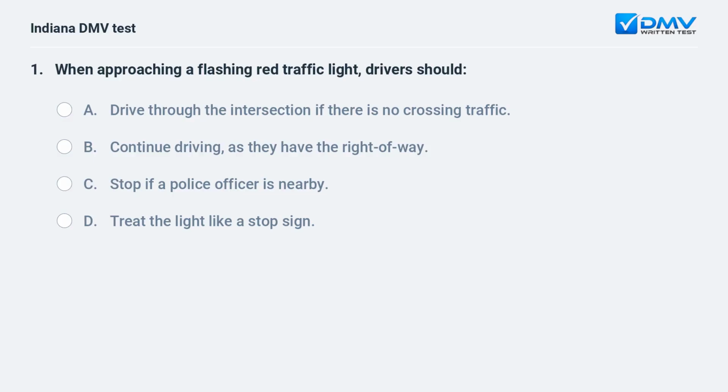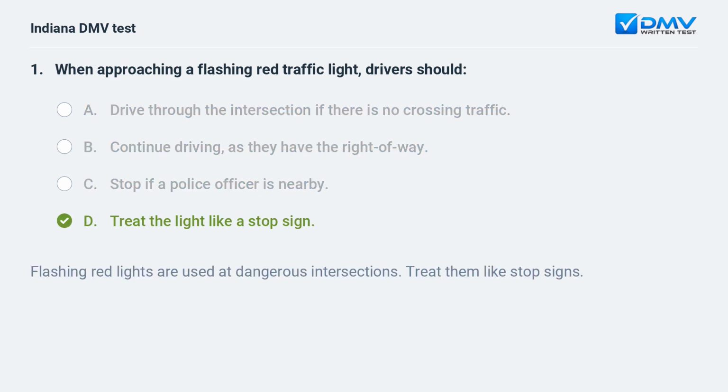When approaching a flashing red traffic light, drivers should: A. Drive through the intersection if there is no crossing traffic. B. Continue driving, as they have the right of way. C. Stop if a police officer is nearby. D. Treat the light like a stop sign.